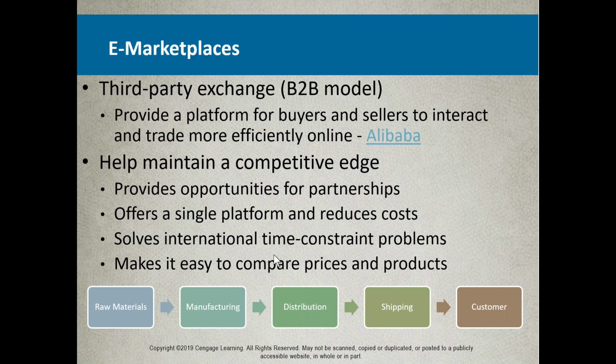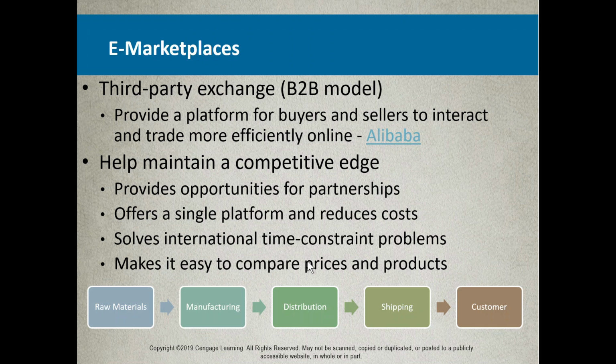A couple more things. It solves international time constraint problems. Well, that's kind of subjective, because there's still time zones around the world, but you can put in an order anytime, and then usually they're filling these orders on a fairly regular basis. So it is more timely, but it's not like everyone follows the exact same time, of course.